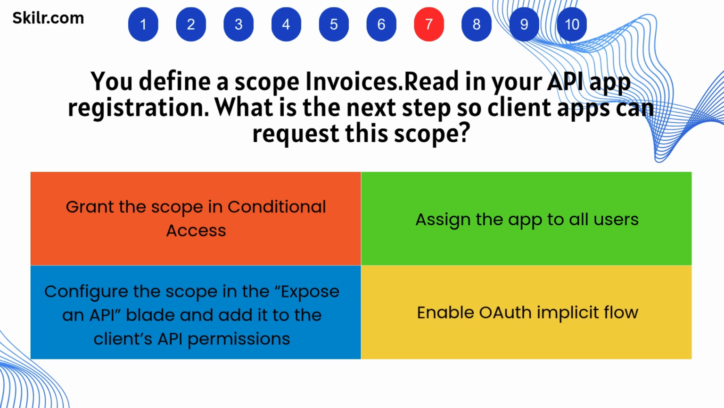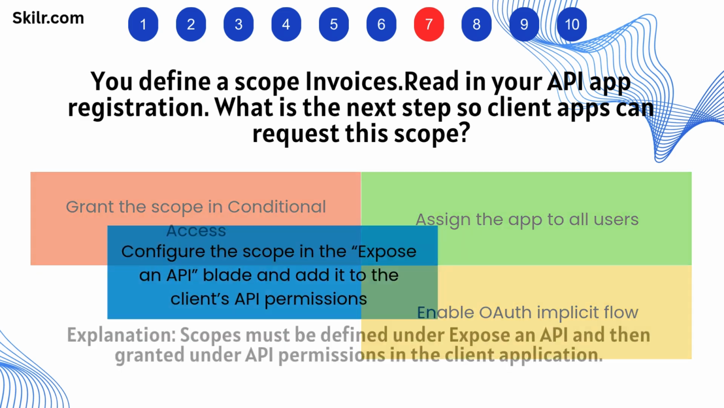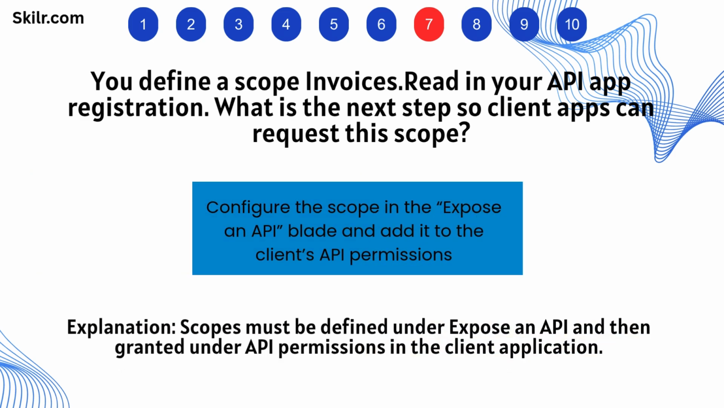Question 7. You define a scope invoices read in your API app registration. What is the next step so client apps can request this scope? The correct answer is configure the scope in the Expose an API blade and add it to the client's API permissions, as scopes must be defined under Expose an API and then granted under API permissions in the client application.